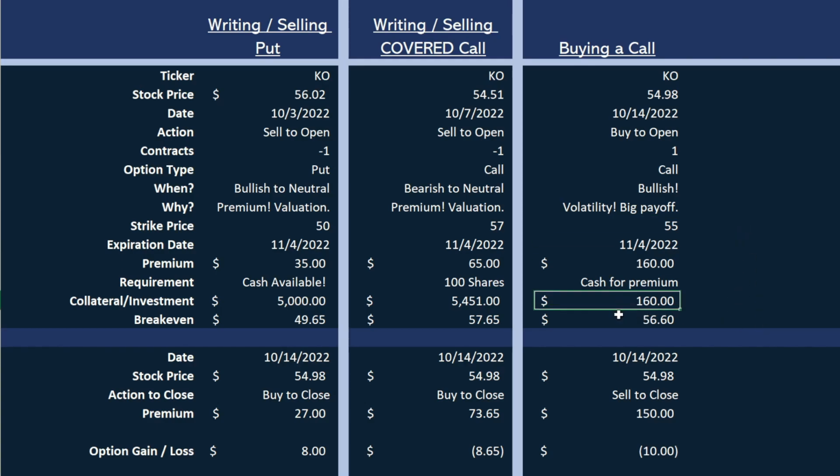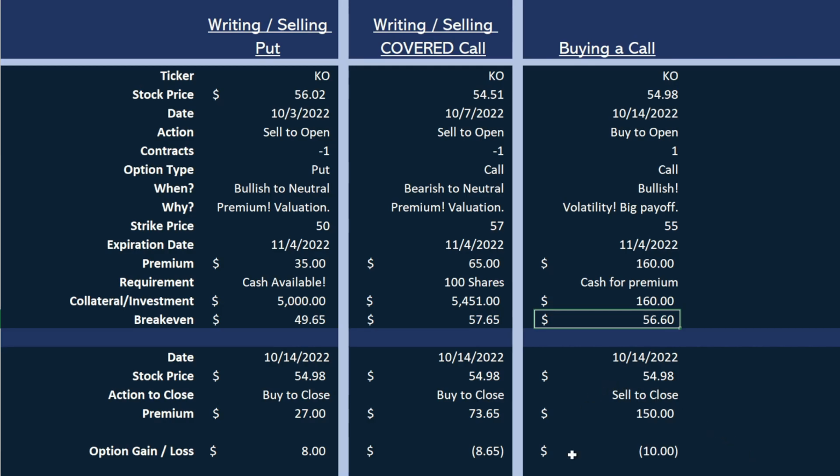So our break even here is going to be $56.60. Again, we have a $55 strike price and we're paying $160. So move the decimal point over to $1.60 and add that to 55. So $56.60 would be our break even point. This is the point where, if we ride it out all the way till expiration, we have to get to break even. If it goes up to 57, 58, 59, we're going to be making money even waiting all the way till expiration, which often does not happen.